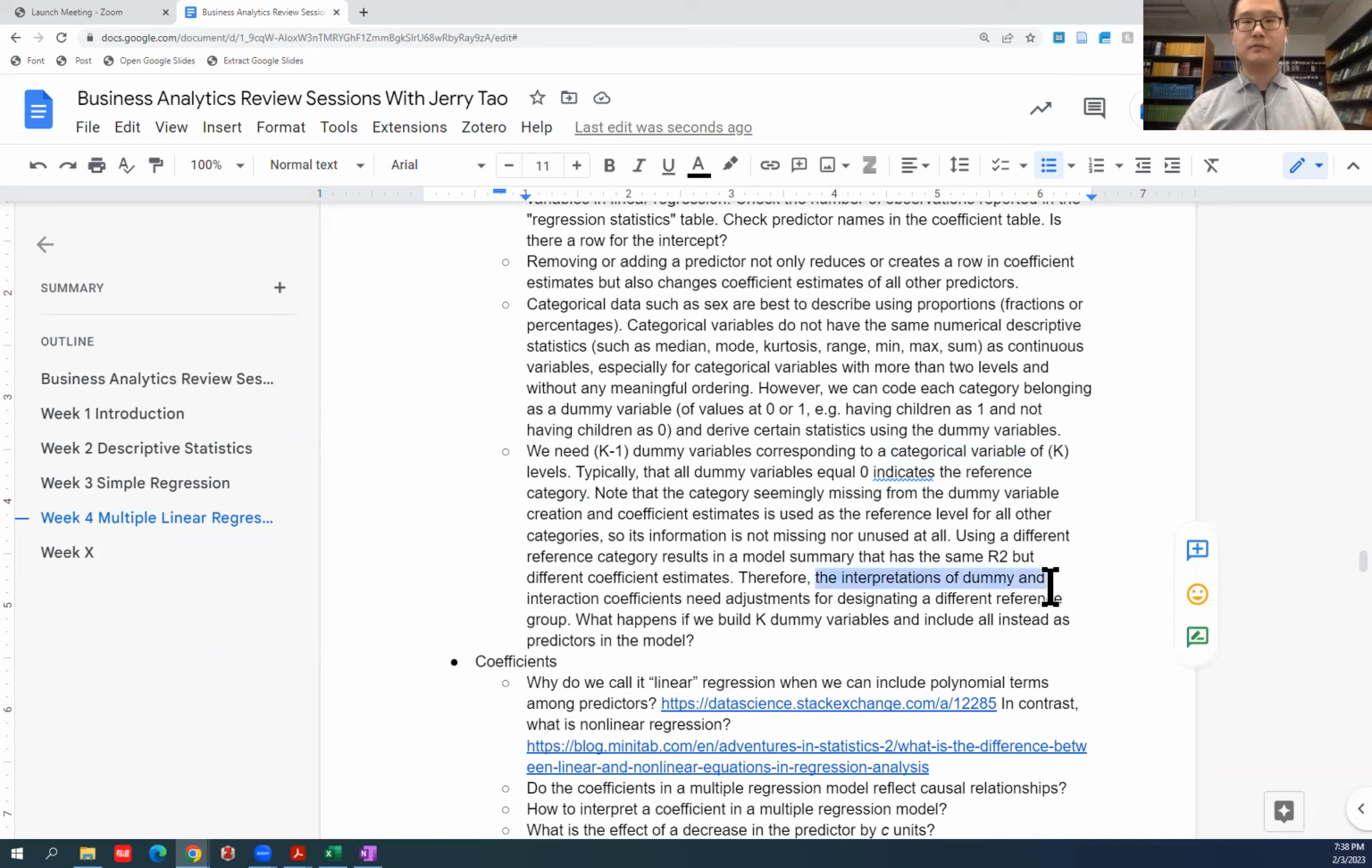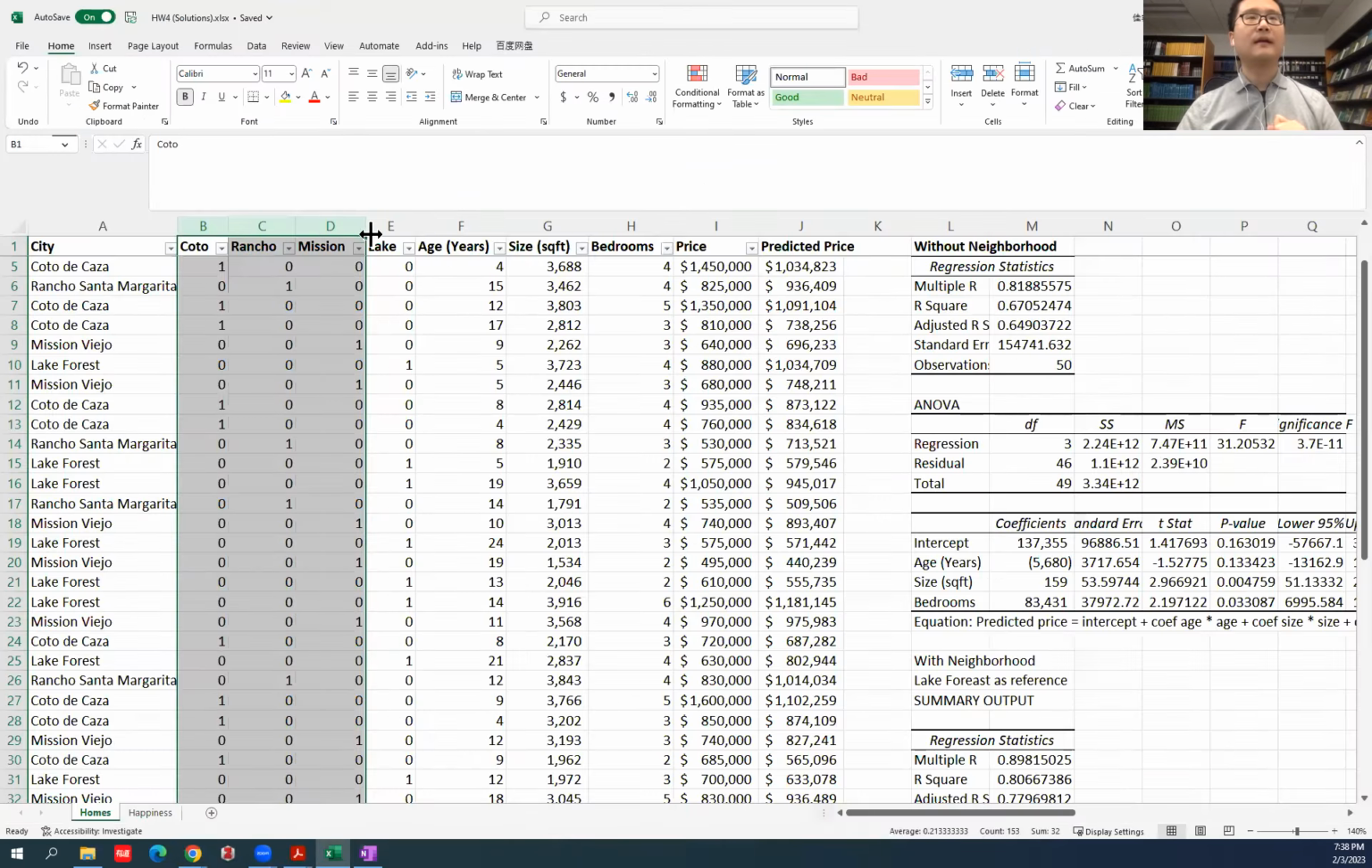Well, let's put the principles here into use. So speaking of that, I will hide it. Okay. As we just learned, for 4 cities, we built 3 city indicators. In this case, I chose Lake Forest as the reference. You could have chosen a different category. We will see what that will do.